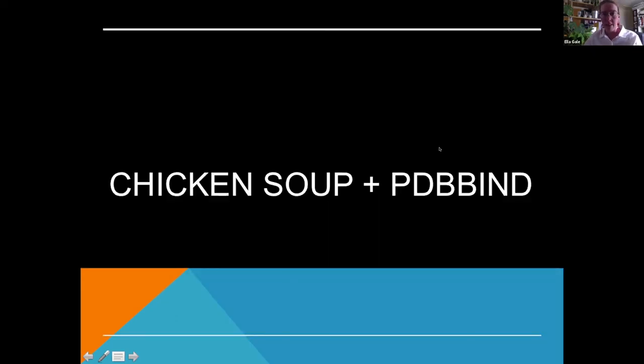Okay, so chicken soup and PDB binds. I decided to combine these two things into a single algorithm, which you could call a kitchen sink algorithm, you know, everything and the kitchen sink. But I wanted to put together things that should be there rather than everything that we could find, hence chicken soup.